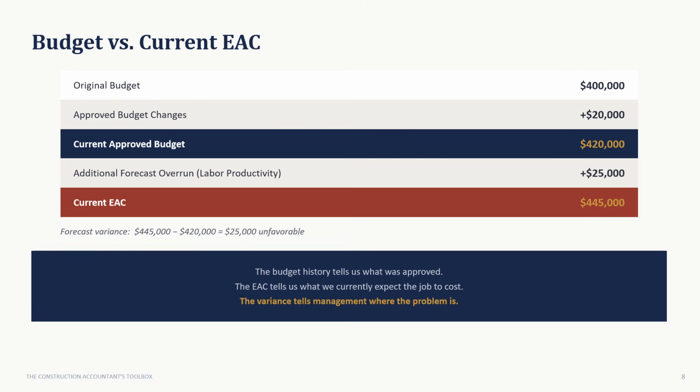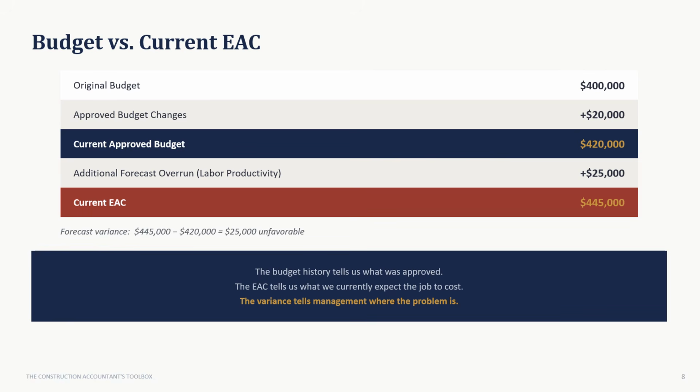Let's continue the example. Original budget, $400,000. Approved changes bring it to a current approved budget of $420,000. Now say poor labor productivity is expected to cost another $25,000.